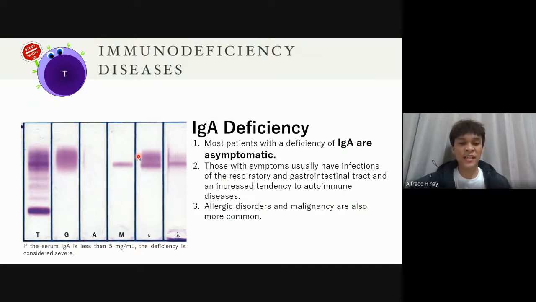If the patient is symptomatic, those with symptoms usually have infection of the respiratory and gastrointestinal tract and an increased tendency to immune diseases. Remember the function of your IgA class, secretory sila, so more on the upper respiratory and gastrointestinal. Allergic disorders and malignancy are also more common with your IgA deficiency.